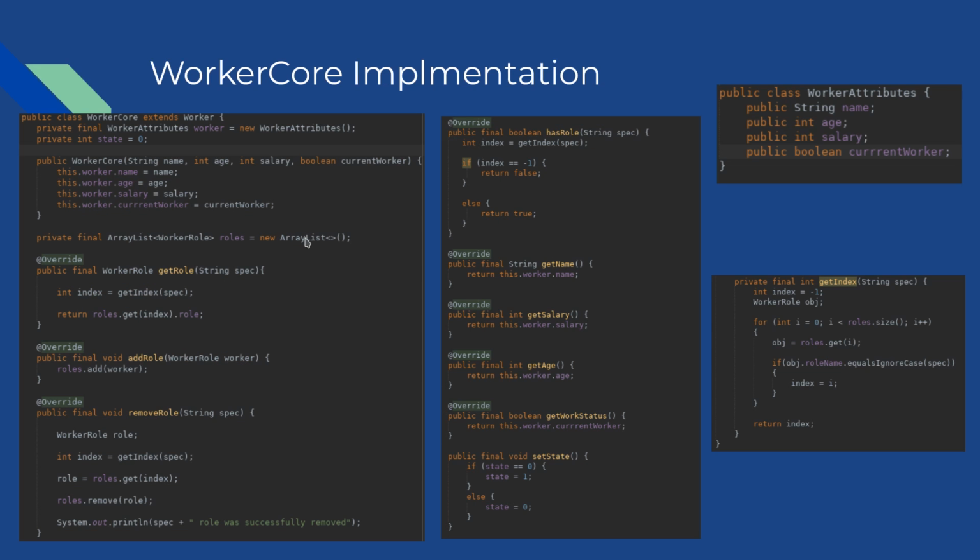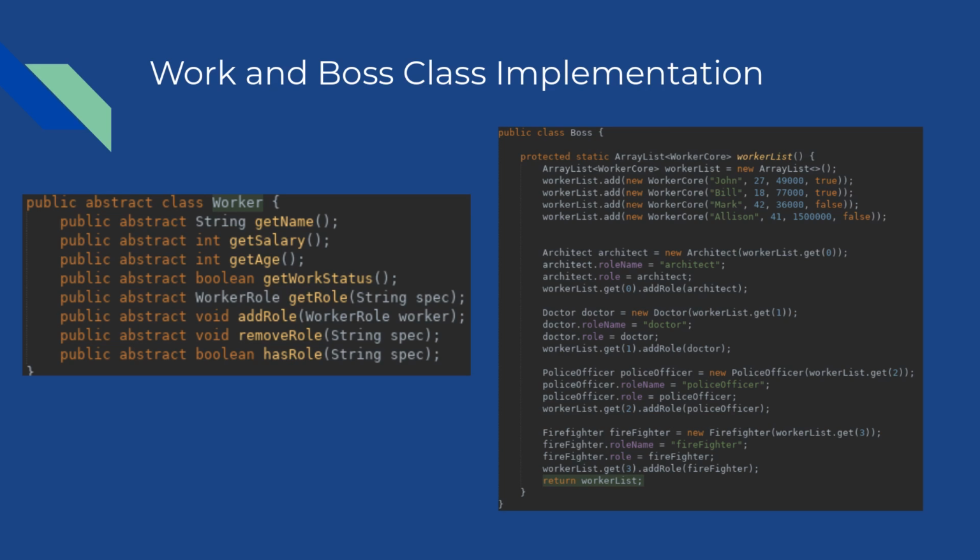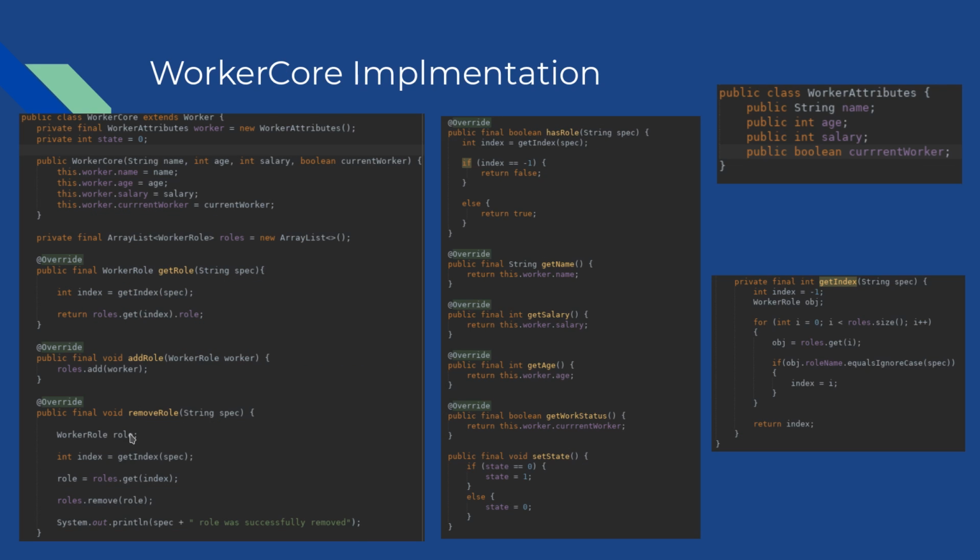We have the roles array list. I have a function that gets the index, which basically loops through instead of overriding the equals operator. And then this one overrides the operator inside of the worker core, or the worker class. And then this one removes a role. It is a void, but the way I set it up was once it removes, it just says that that role was removed from the list.